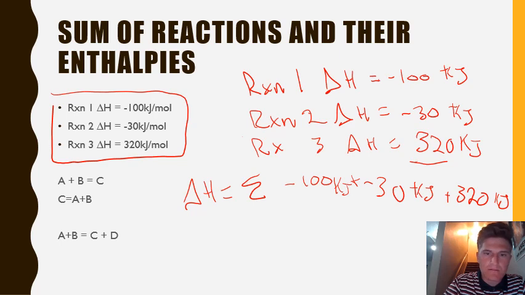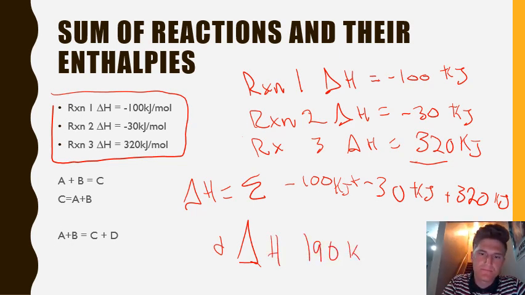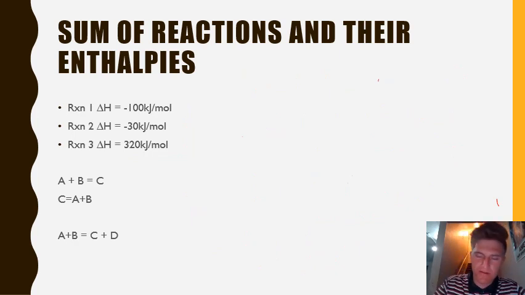Let's see here. That's going to give us a positive delta, sorry, my stylus isn't working, positive delta H of 190 kilojoules. And so we know that this reaction is going to be endothermic, and that it's going to absorb energy. Alright, continuing on, I wanted to look at just a couple other examples here.